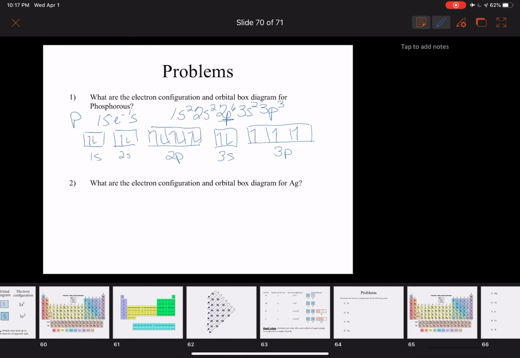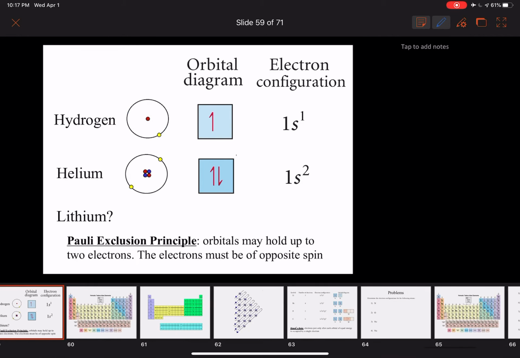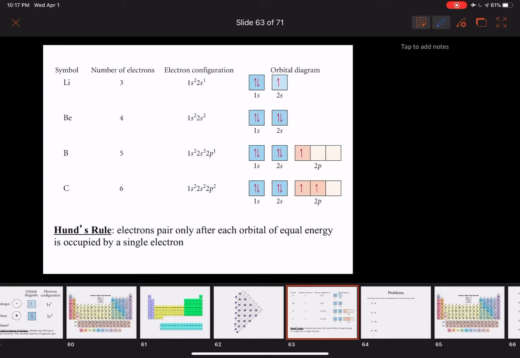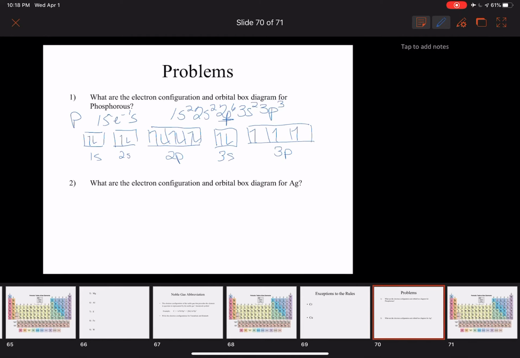And where we saw Hund's rule was back here. Let's see, there's Pauli. Oh, here's Hund's right here. Electrons pair only after each orbital of equal energy is occupied by a single electron. So remember, you have to give each of your triplets a hamburger before you give any of them 2 hamburgers. So that's the orbital box diagram for phosphorus. The electron configuration and the orbital box diagram are giving the same information, just in different formats.